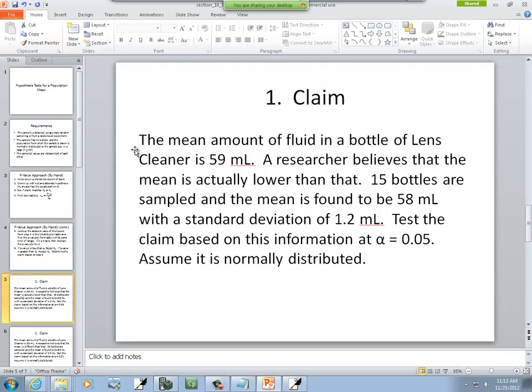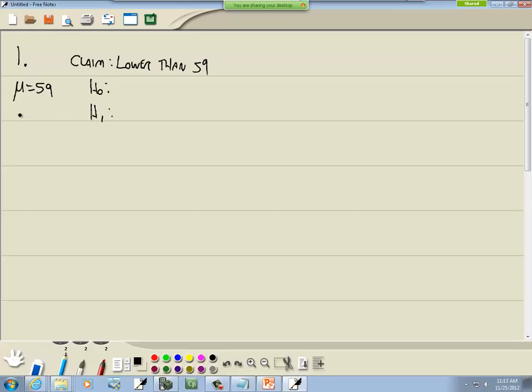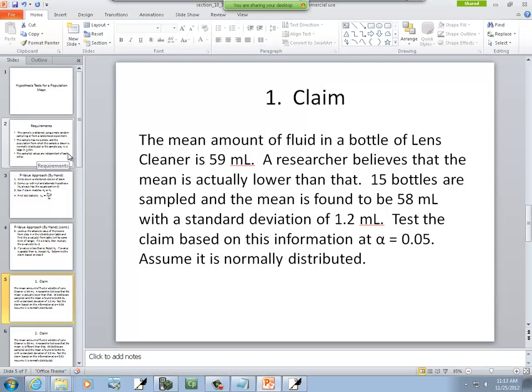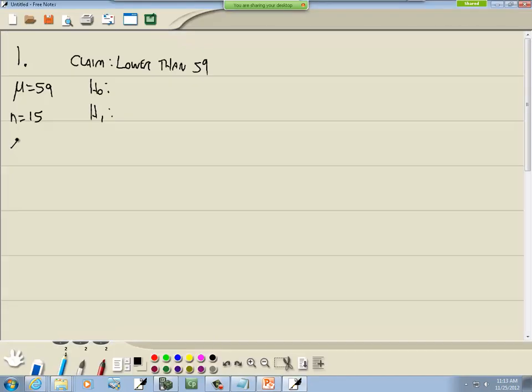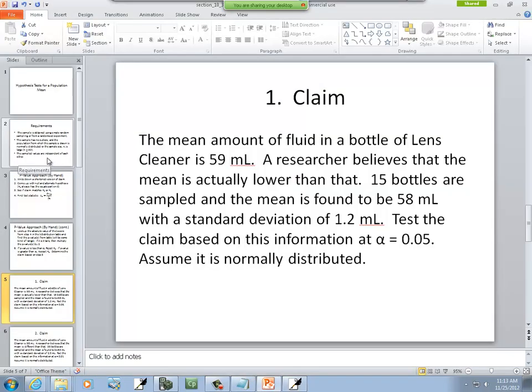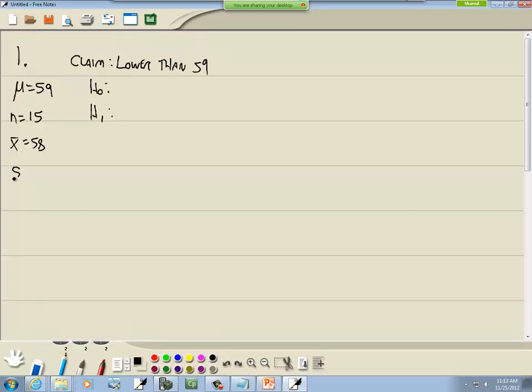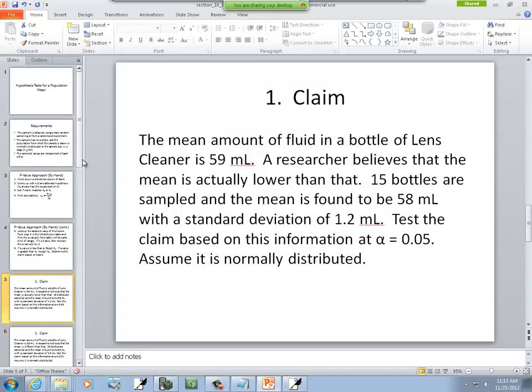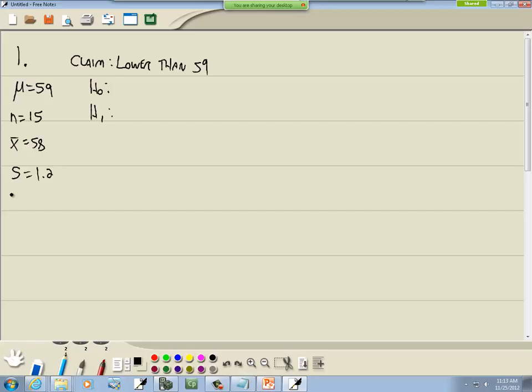Okay. 15 bottles are sampled. Sounds like our sample, so n equals 15. And the mean is found to be 58. So that'll be x bar since it's talking about the sample. With standard deviation at 1.2, so S will be 1.2. Test the claim based on this information and alpha is equal to 5%. So alpha is equal to 0.05.